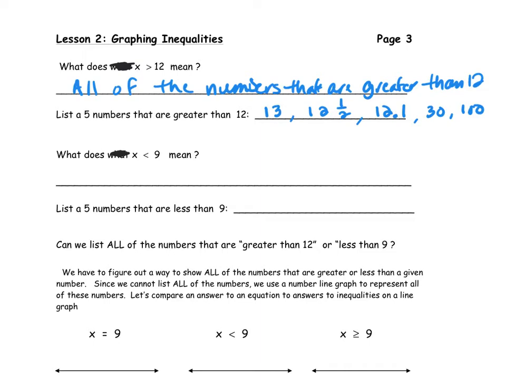Let's also, while we're at it, get rid of that typo on my sheet. So let's go on to the next one. It says, what does x is less than 9 mean? Well, again, x is a placeholder for a number or many numbers. So we're looking at all of the numbers that are smaller, less than 9.